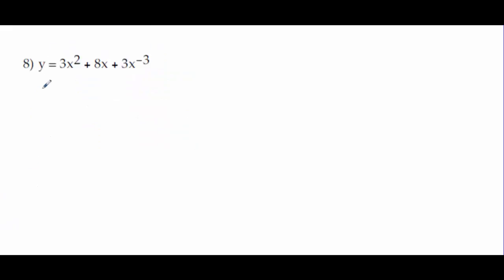This is very similar without really anything else tricky added to it. It's just basically another problem to practice. So this is 6x plus 8. Negative 3 times 3 is negative 9. Subtract a power and get negative 4.